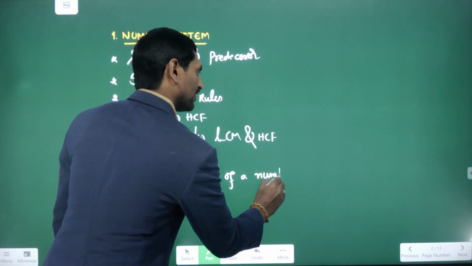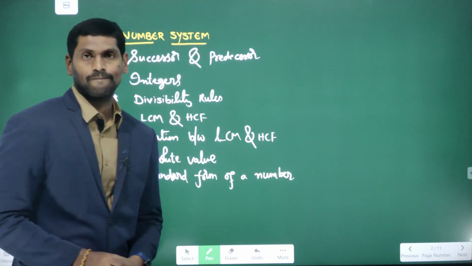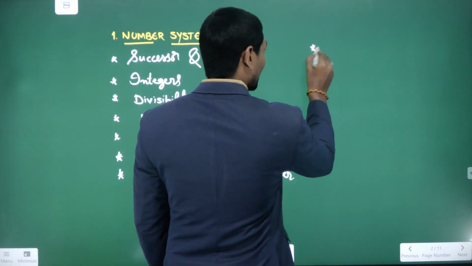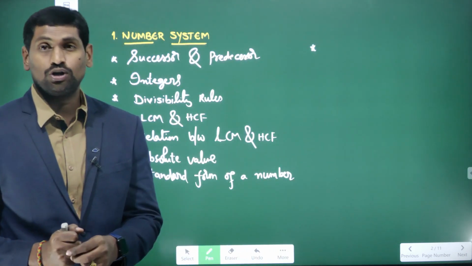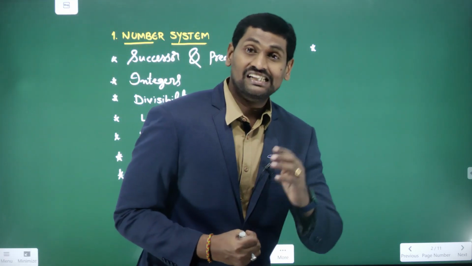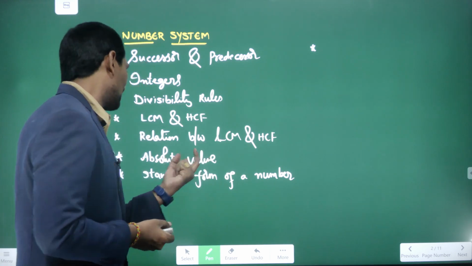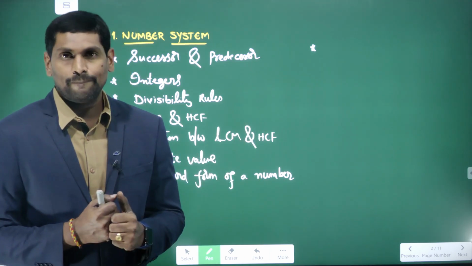Here standard form of a number, which is nothing but composite number. Okay. In this standard form of a number we are going to cover topics like number of divisors, sum of divisors, product of divisors. These 3 topics are covered under the standard form of a number.